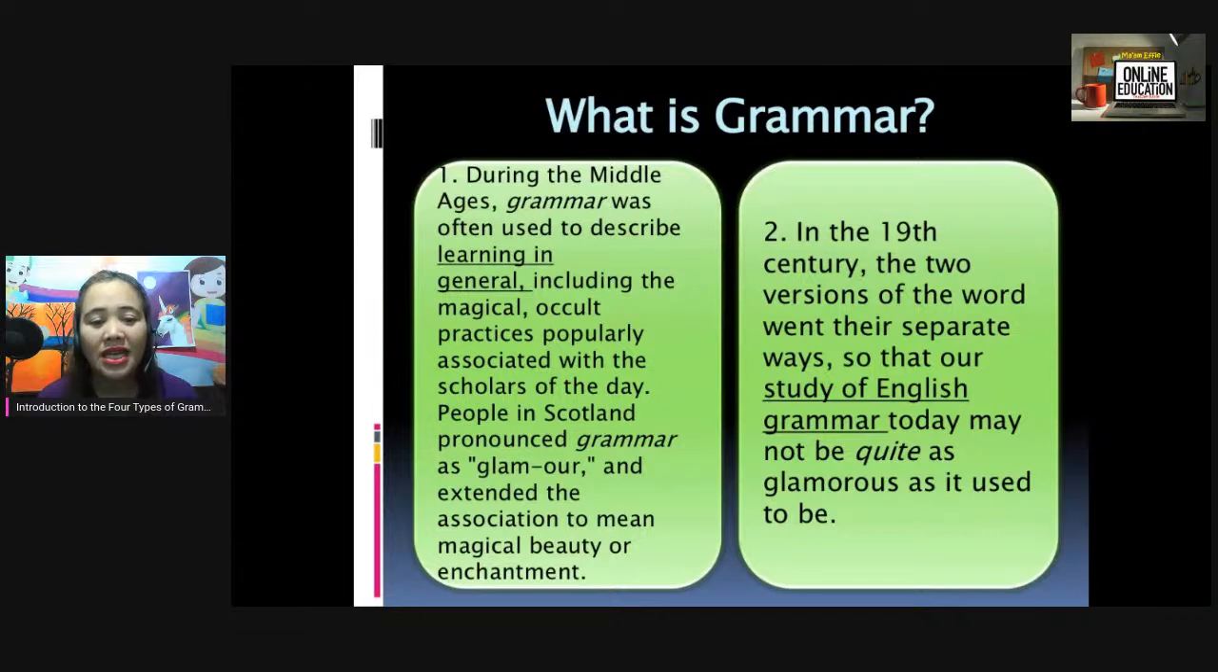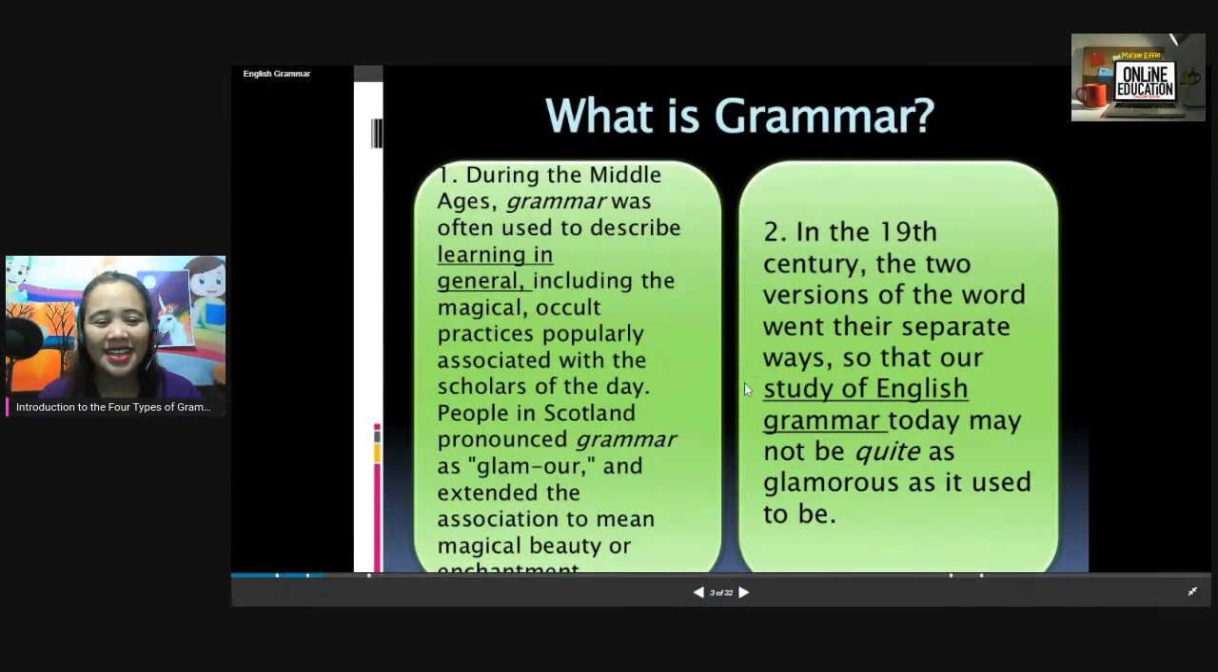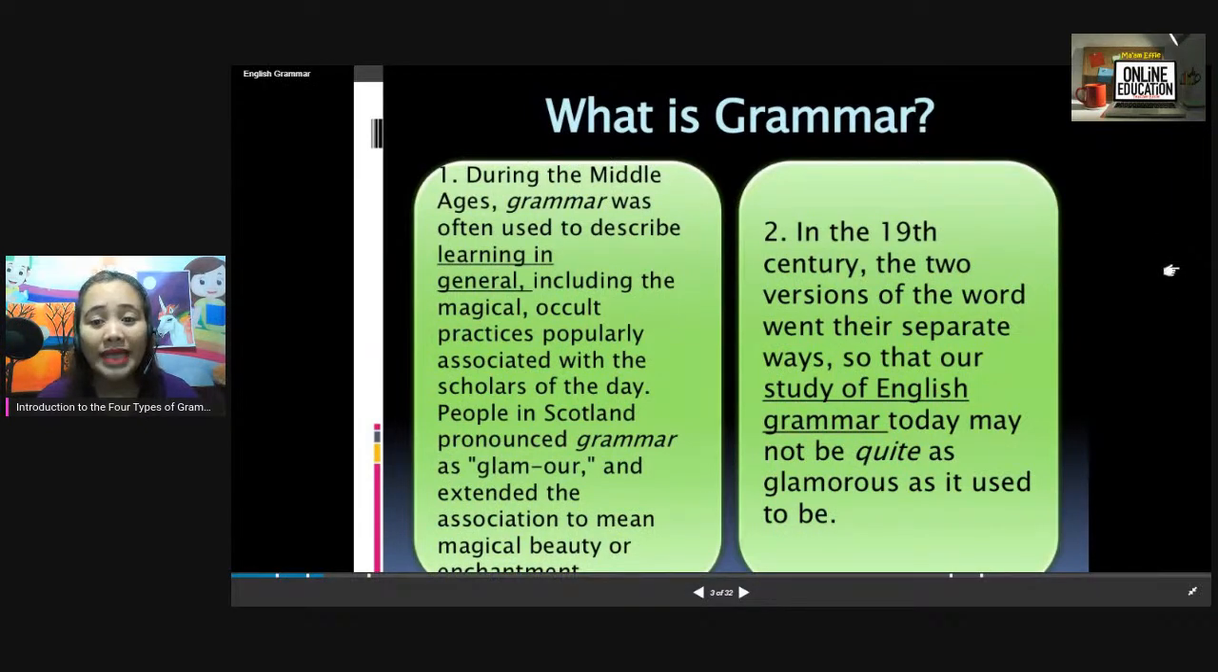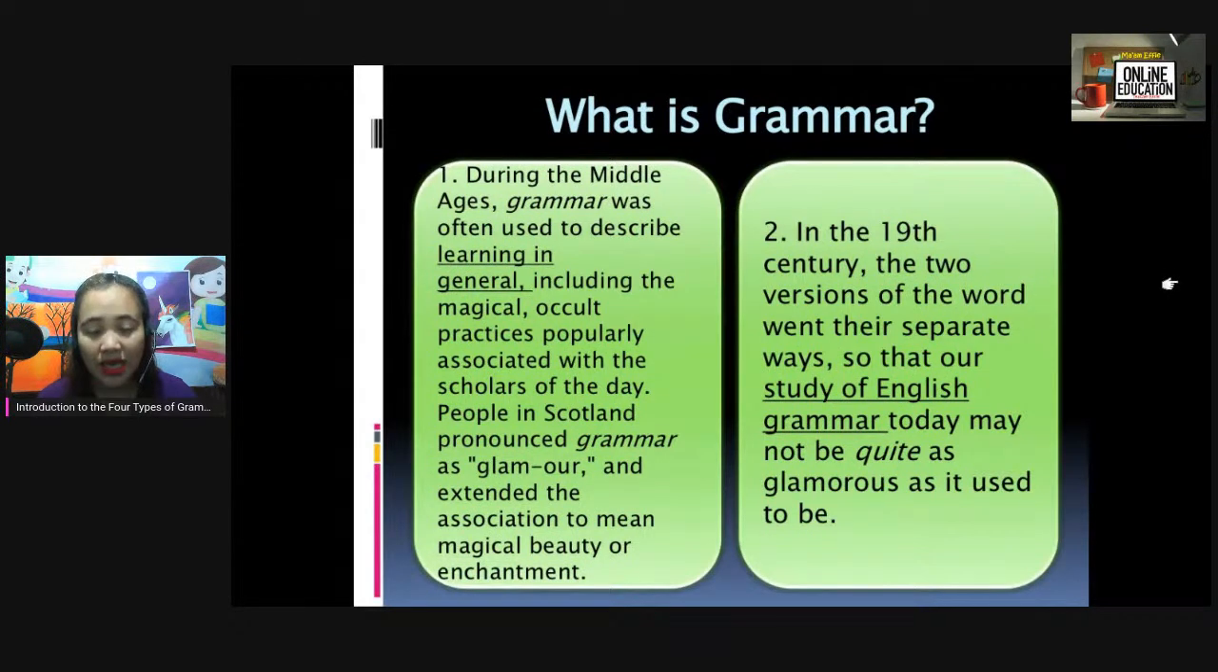And then people in Scotland pronounced grammar as glamar, and extended the association to mean magical beauty or enchantment. So that is their definition of grammar. That's what grammar is to them. In the 19th century, the two versions of the word went their separate ways, so that our study of English grammar today may not be quite as glamorous as it used to be.